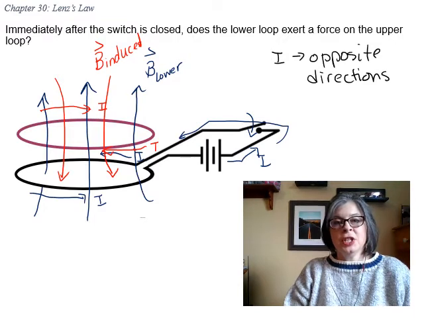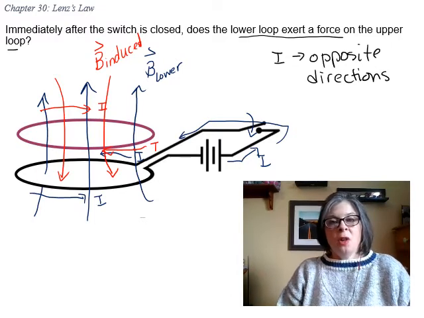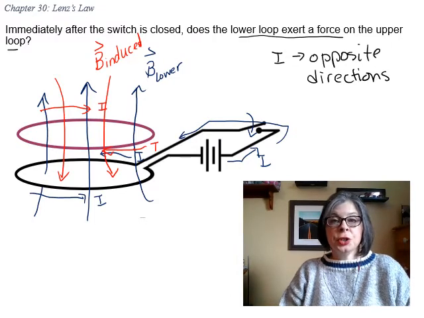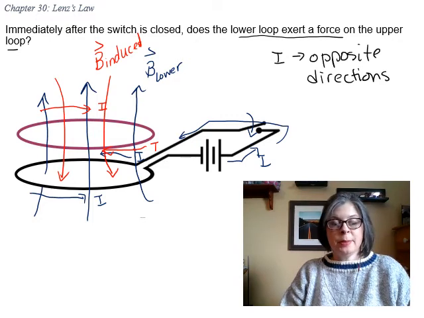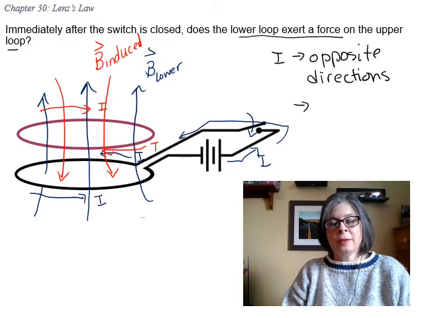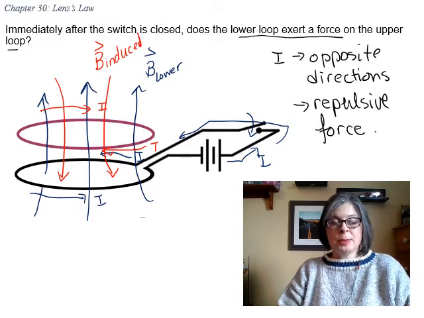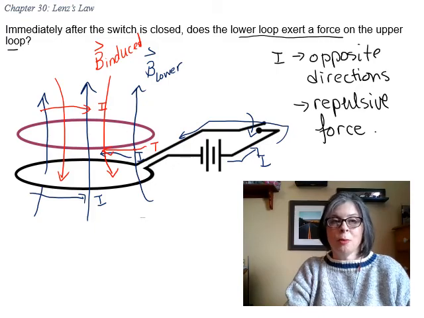Now, the specific question is, does the lower loop exert a force on the upper loop? So let's recall what we did in an earlier lecture. Two current carrying wires do indeed experience forces between them. If the wires carry current in the same direction, the force is attractive. If the wires carry current in opposite directions, the force is repulsive. So what would happen is that the top ring would experience a magnetic force that goes straight upwards.